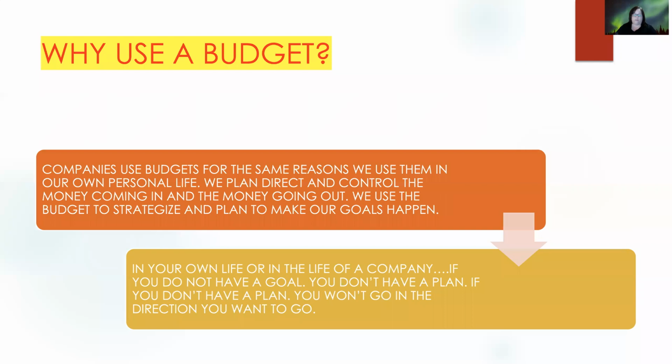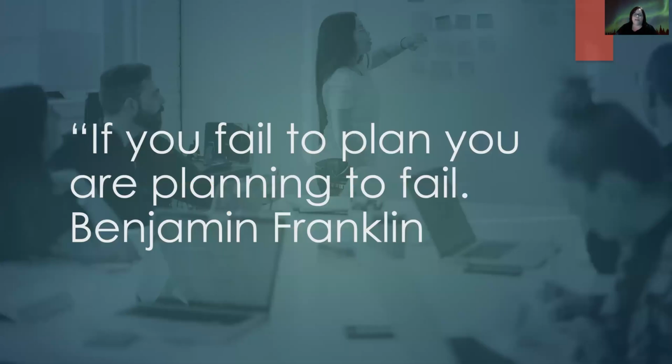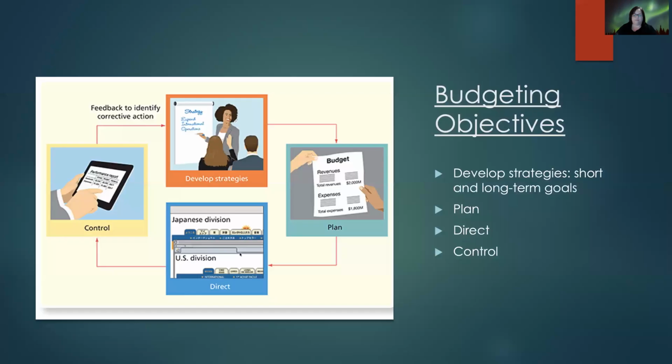Why do we use budgets? Companies use budgets to strategize and plan to make short and long-term goals. Ultimately, it all boils down to making money and being successful. In my own life, I want to have a plan so I direct where my time and money goes. I don't want time and money directing me. Benjamin Franklin said it best: if you fail to plan, you are planning to fail. And nobody wants to fail. Let's take a look at the objectives in budgeting. Notice in this diagram it is a loop system. It never ends. Strategize, plan, direct, control, and review and evaluate. It is a loop process.